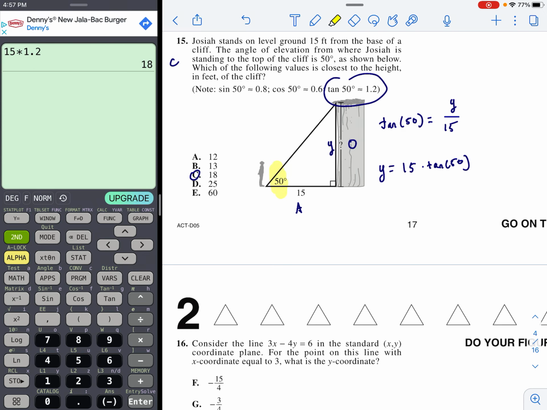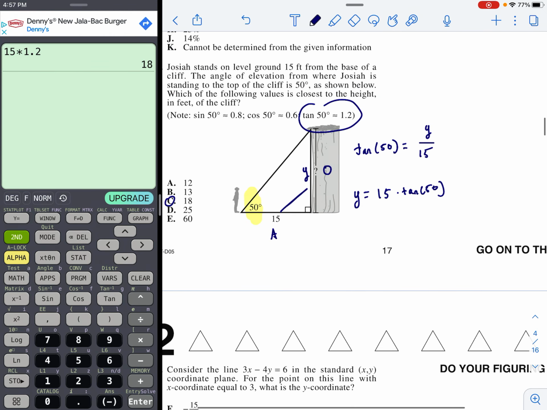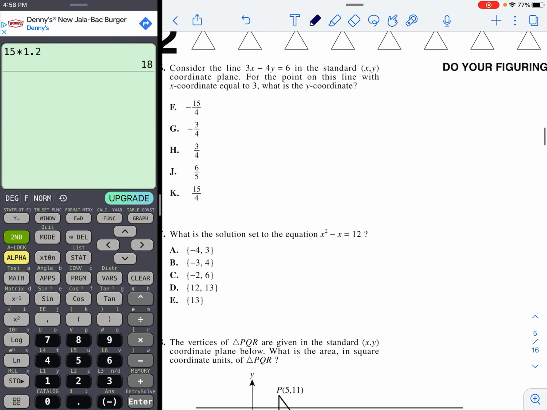This angle is bigger than 45 degrees. If it was exactly 45 degrees, these two sides would be the same. Since it's more than 45 degrees, any answer choice that is less than 15 doesn't make sense. I will also say 60 is really too extreme to make any sense. You cannot guarantee that things are drawn exactly to scale on the ACT, but for the most part they are. So even just eyeballing this, you should be looking at either 18 or 25.